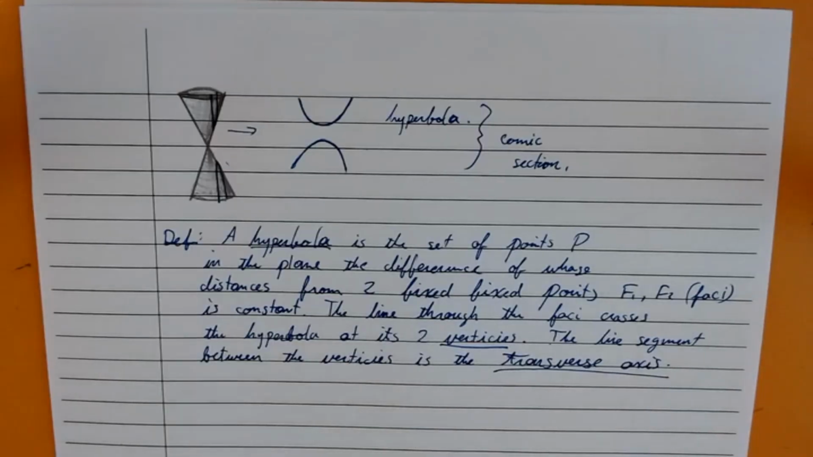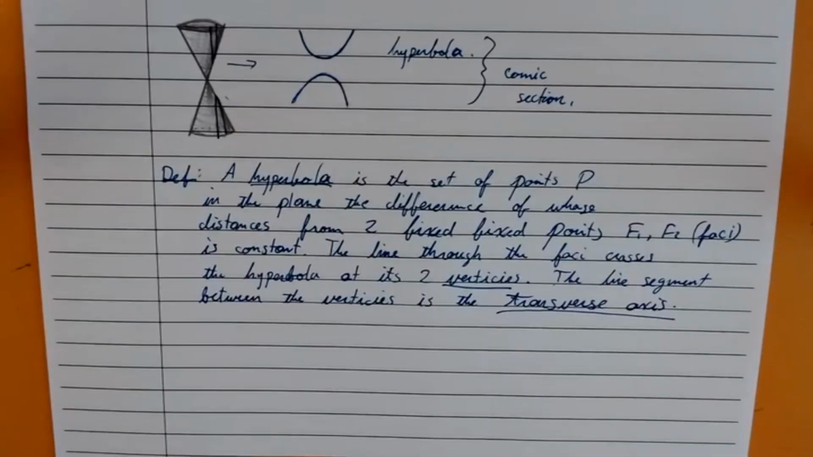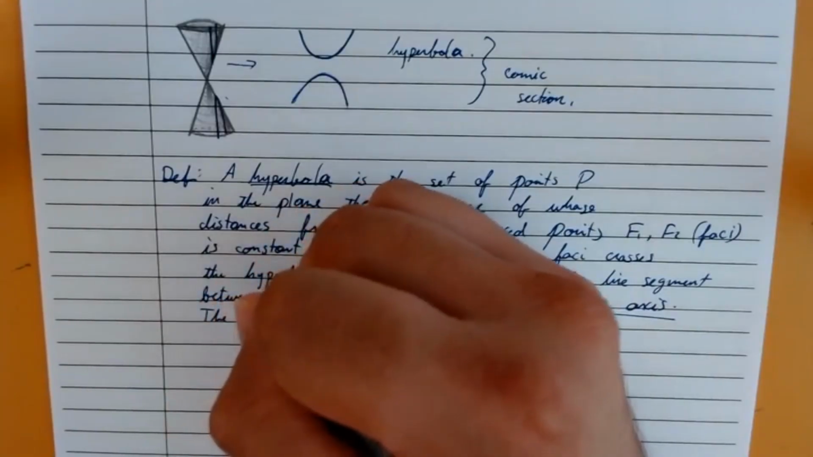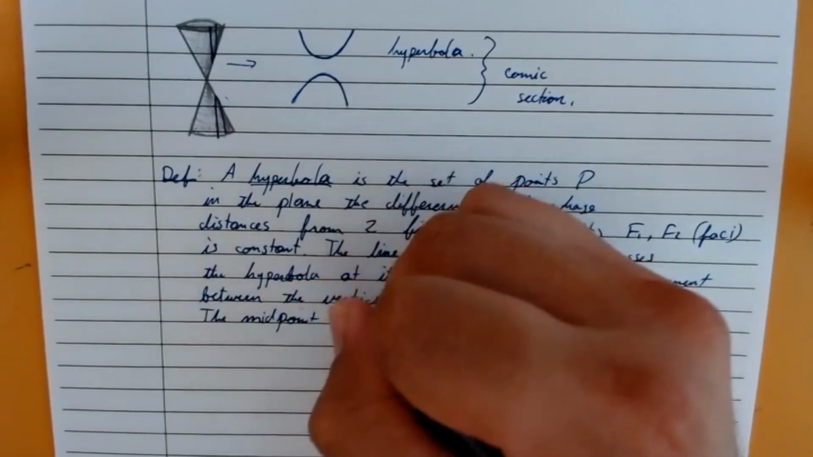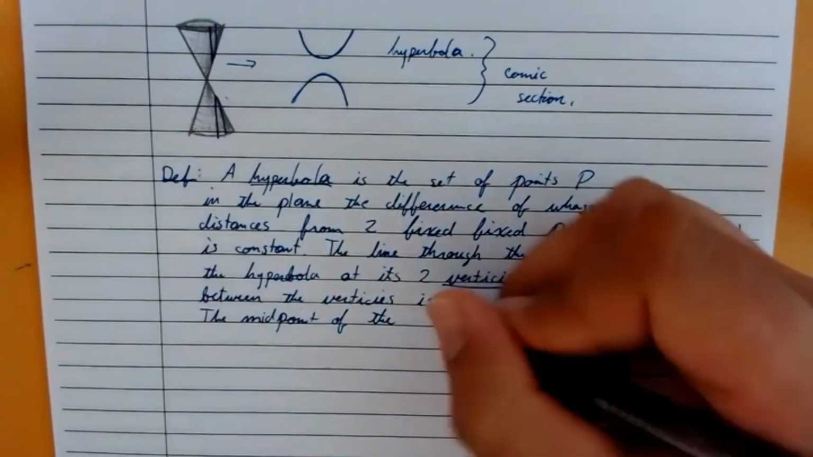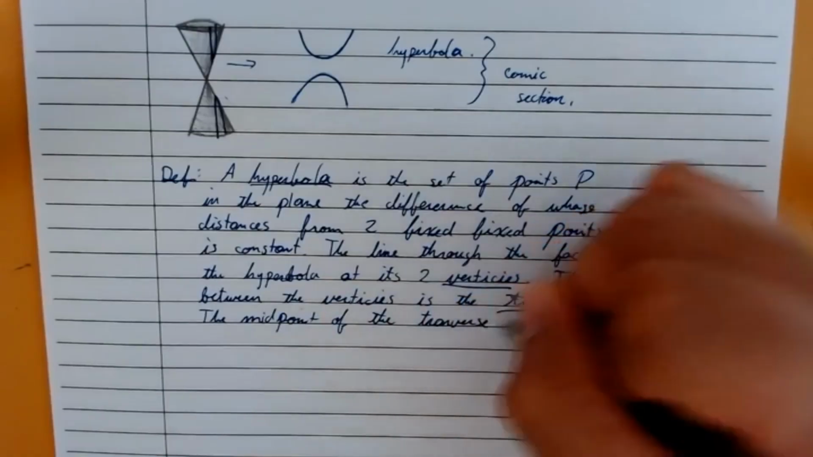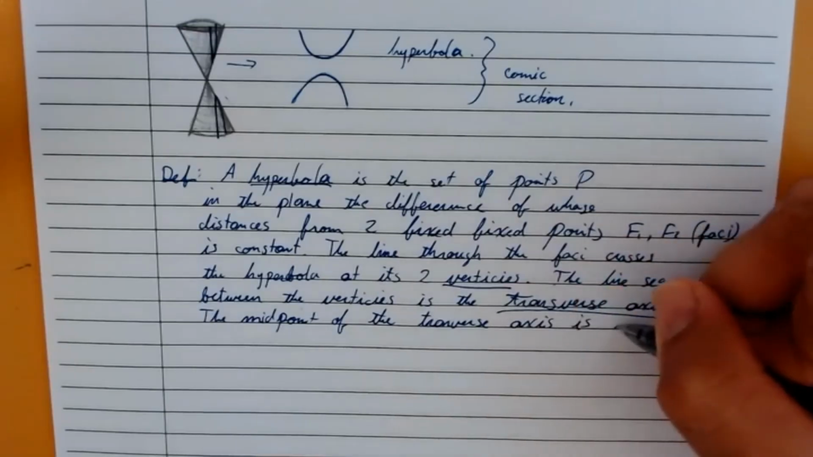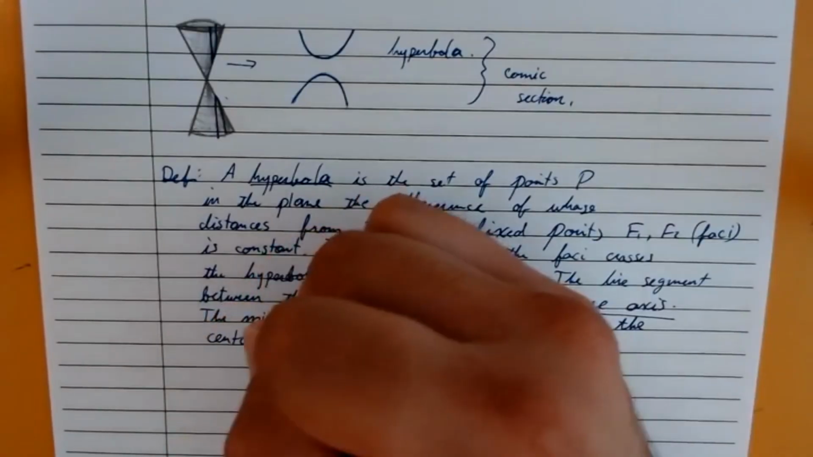If you take the midpoint halfway between the vertices, or more simply, if you take the midpoint of the transverse axis, that's called the center of the hyperbola. The midpoint of the transverse axis is referred to as the center of the hyperbola.